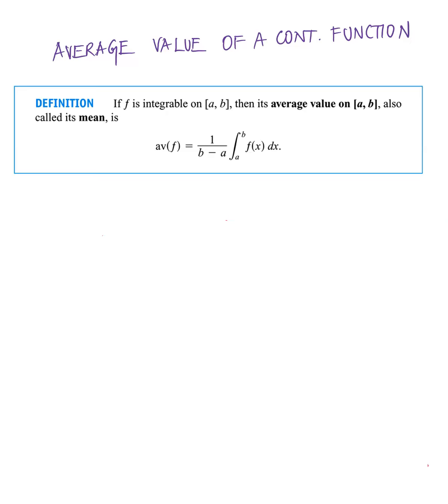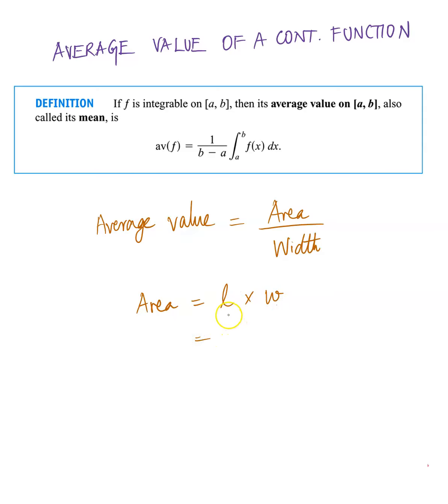Average value of a continuous function. The definition says if f is integrable on [a, b], then its average value on [a, b], also called its mean, is 1 over b minus a times the integral from a to b of f of x. In the previous lecture, we discussed the average value as the area over the width. And if you recall, this actually came from rearranging the formula for area, which is length times width. But we saw the length more as a height times.